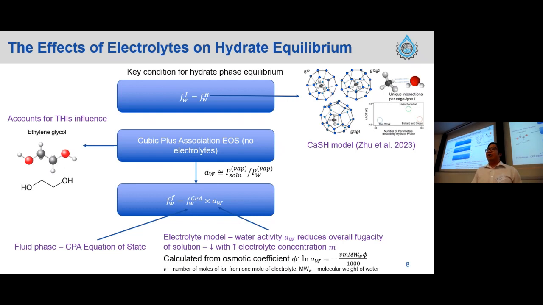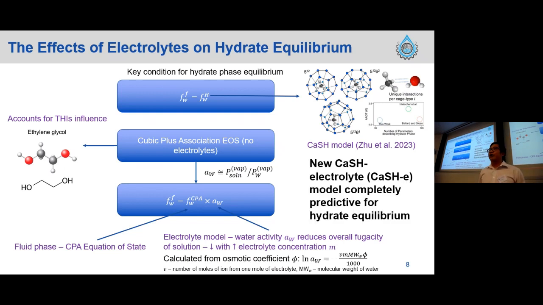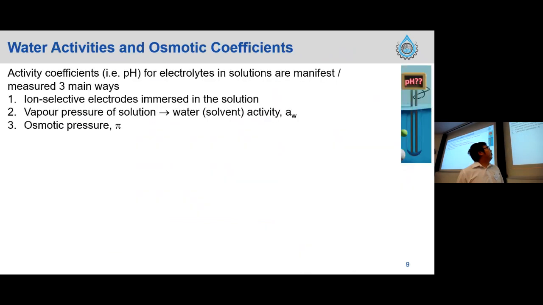So by accounting for the effects of electrolytes in this way, we've established a new CASH electrolyte model that's completely predictive for hydrate equilibrium. So the next couple of slides are going to walk through how we actually did some of the steps to achieve this. And so let's take a step back and consider, why do we actually care about electrolytes and how can we measure the properties of their solutions?